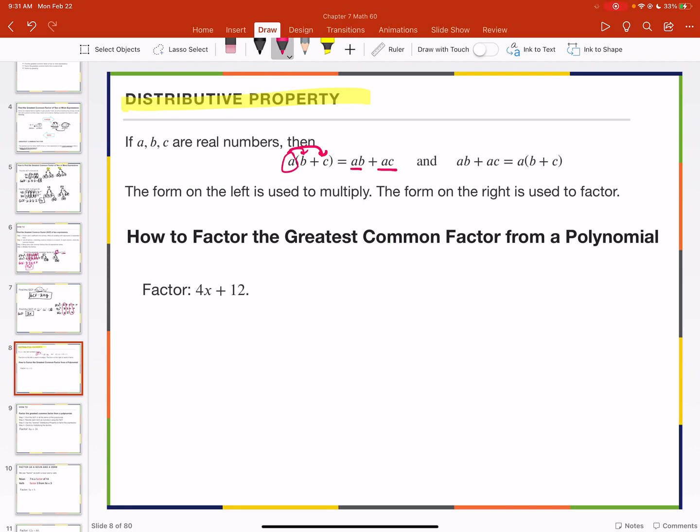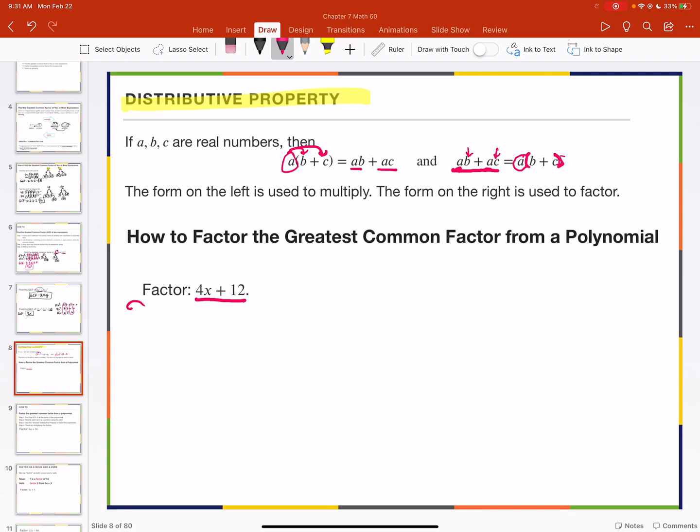Okay, now that means that if I have the sum of two terms that share a factor, I can do a reverse distributive property and write this outside and leave what's left in the parentheses. So inside parentheses would be the B and the C.